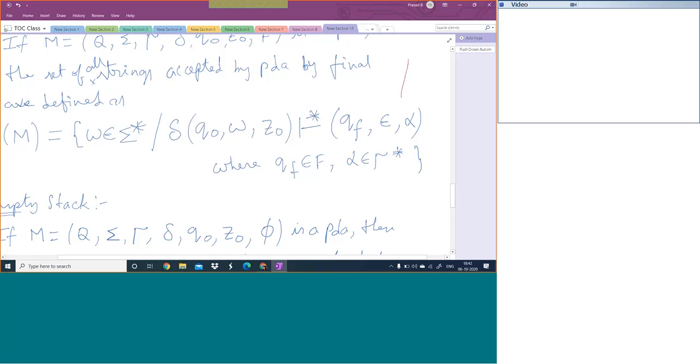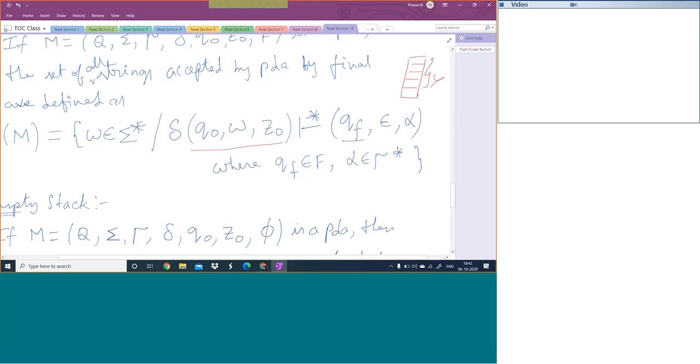When the machine stops, in the stack there may not be any symbol, meaning the stack can be empty, or the stack can have one symbol, or two symbols, or three, four, five symbols. We don't bother about the stack. Only three conditions have to be satisfied. One is it has to start from the initial ID. When the machine stops, it has to stop in a final state, and the string must be scanned completely.